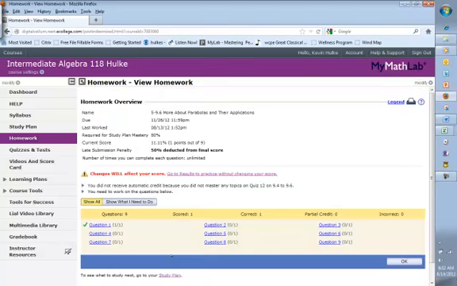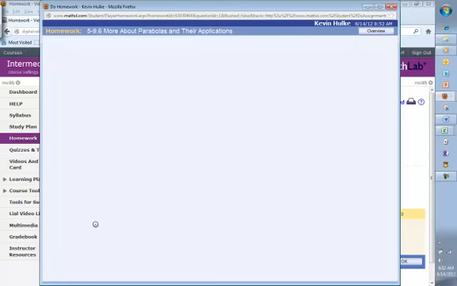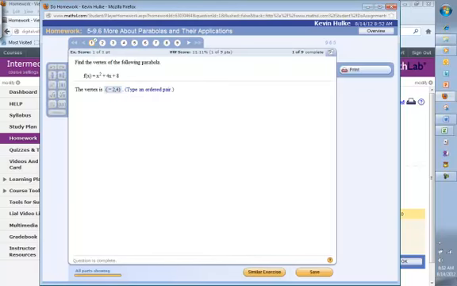We're working with parabolas and their applications. Let's see what we've got going here. First of all, find the vertex of a parabola. Here's how you go about doing that.